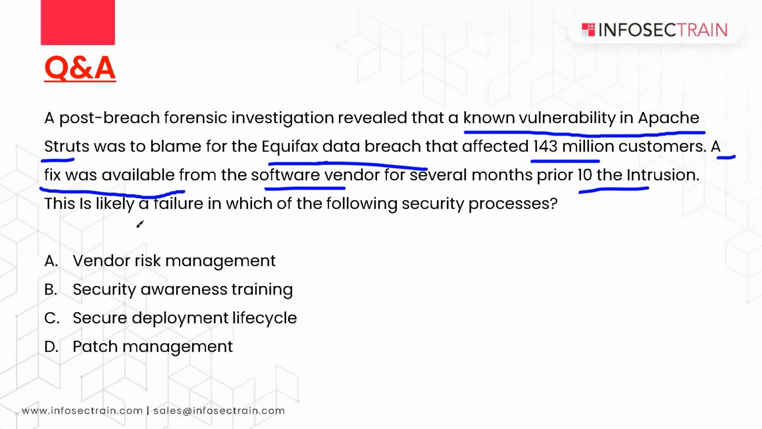In the very first, we have option A, vendor risk management. Choosing a reliable vendor is very important. If our vendors are reliable and have secure products, that matters. But vendor risk management wouldn't have directly prevented this sort of breach if our chosen vendor is timely providing us the patches. In this scenario, the software vendor had already given us the patch. A patch was previously available.